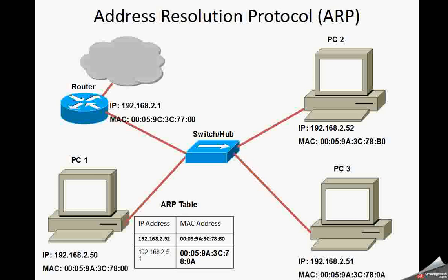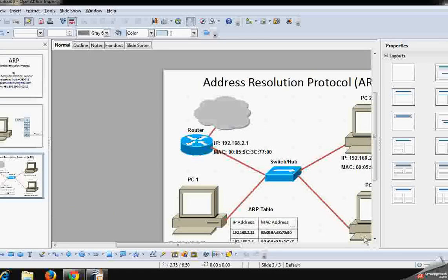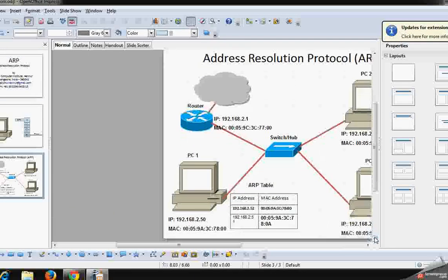So that's really what happens. We covered the first example where PC1 wants to go to IP address 192.168.2.51, and then it looks at this table and finds out the MAC address, and then it uses the MAC address to build the Ethernet frame.